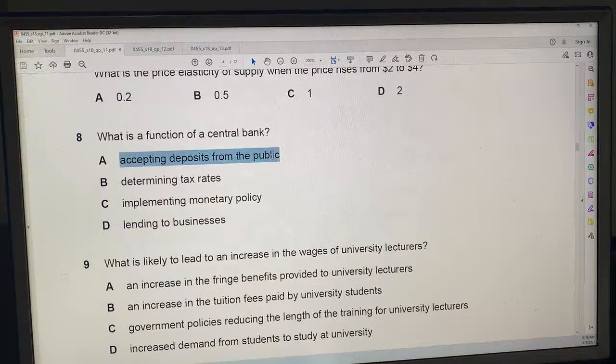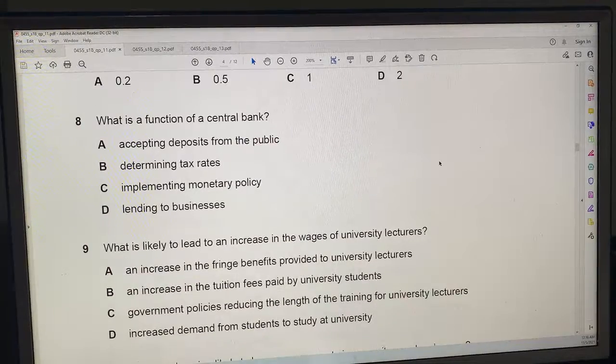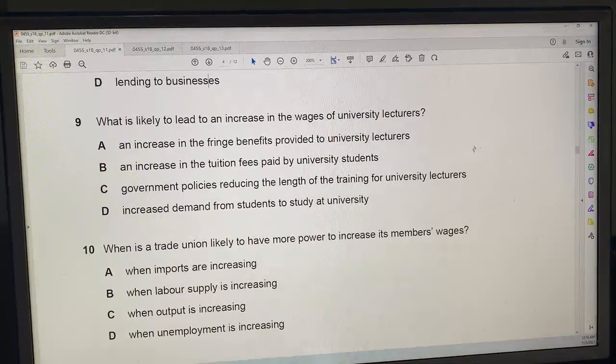Central banks are the bank for that government. They don't accept deposits from the public. They don't lend to businesses. It is the bank for the government. It takes deposits from the government.